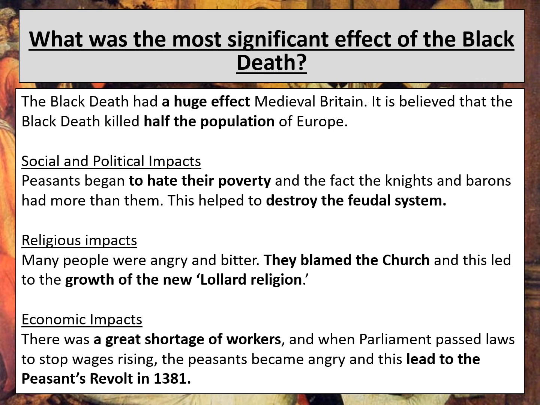As we have seen in our activity, the Black Death had an impact on a variety of different factors. The social and political impact was that the poor people began to hate their poverty and their betters. This is what helped destroy the feudal system. The religious impact was that many people became angry and bitter and blamed the church. Some historians think that this helped with the growth of the new Lollard religion in the 15th century.